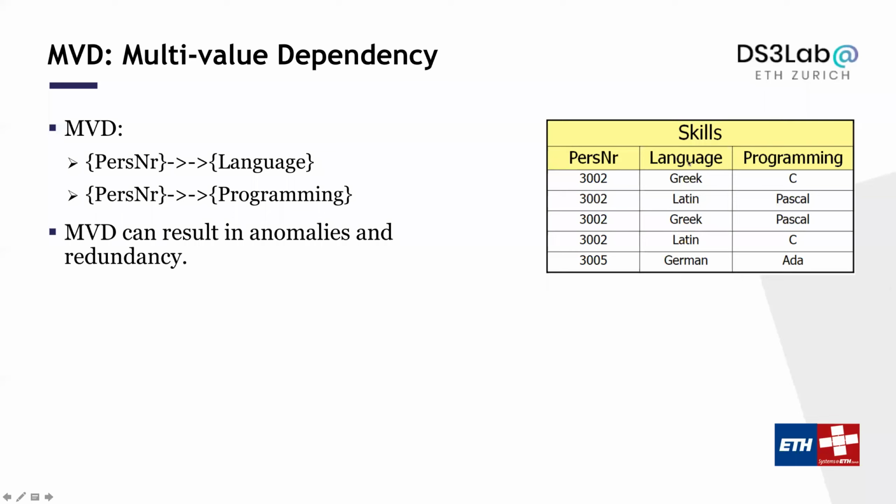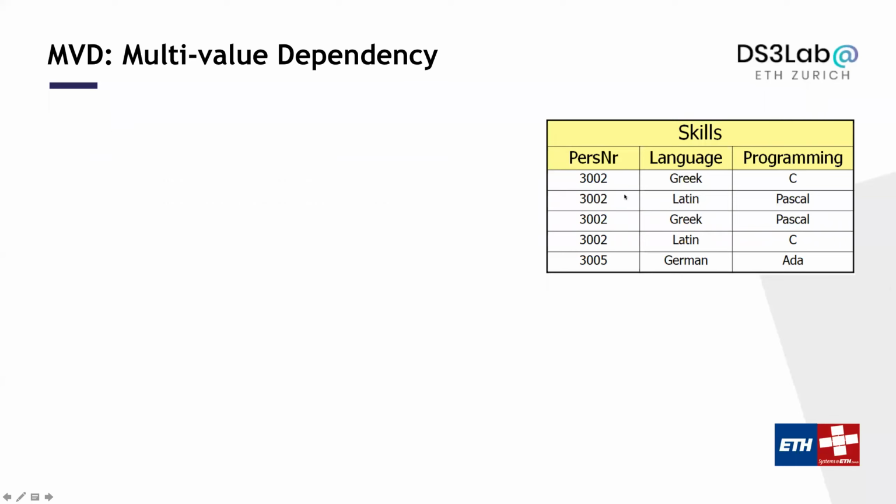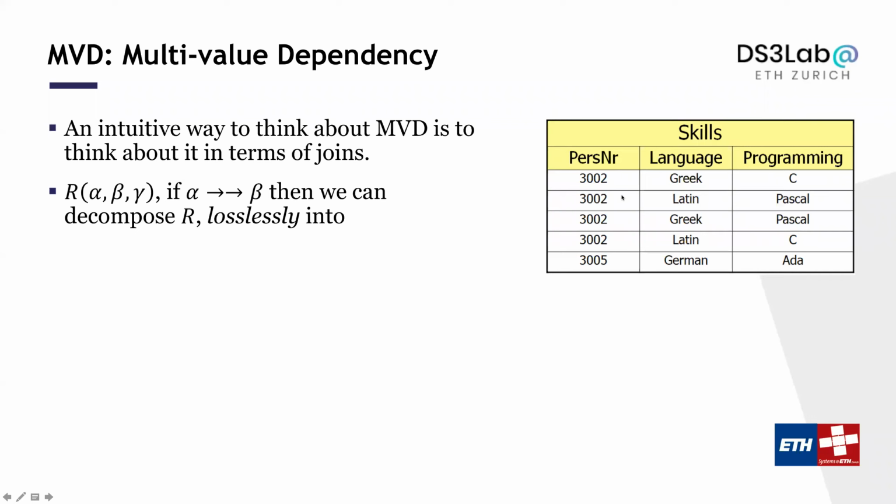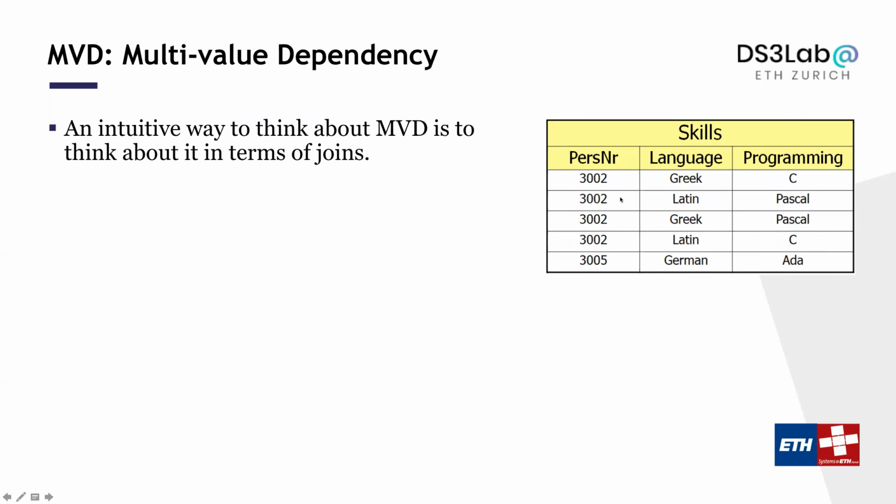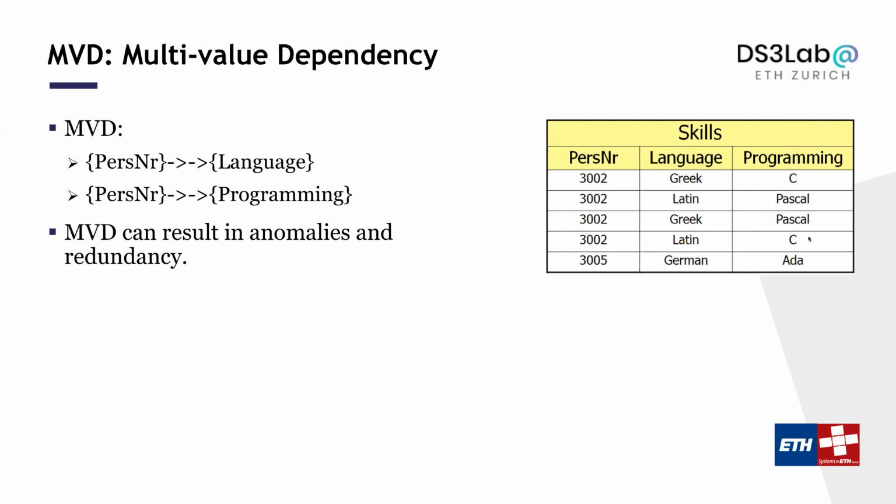Essentially, language and programming language are conditionally dependent on personnel number, which means that if I find any two tuples, for example the first one and the second one, I can always find another tuple that takes the first value, Greek, from the first tuple and the second value, Pascal, from the second tuple. So essentially, language and programming language are conditionally independent. So we have an MVD here.